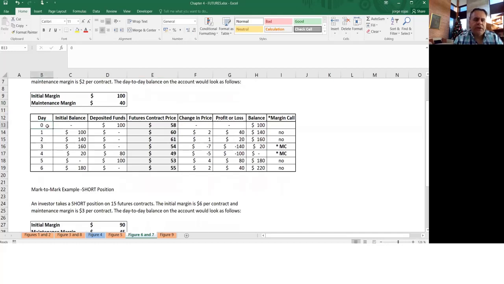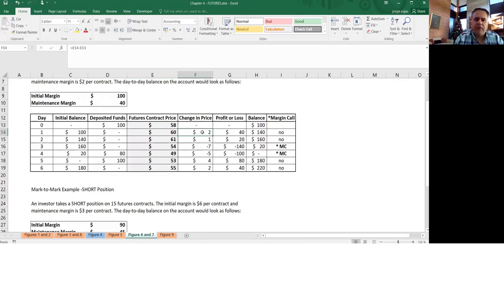On day 0, all you need to do is set up your account with this $100, and that will be your balance on that account. On day 1, the balance at the start of the day is 100. You don't have any margin calls, so you do not need to deposit any funds. And from day 0 to day 1, there was an increase of $2 in that contract, so that there is a change in price of $2 per contract.